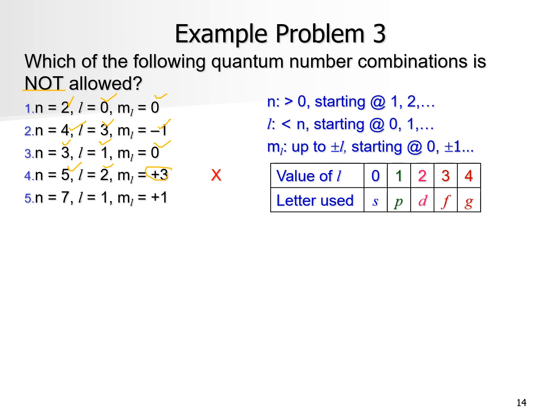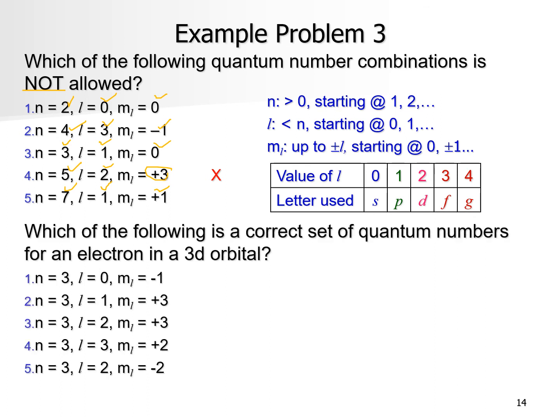And also, just for the sake of more practice, we can look at choice 5 to see whether that is correct. N is 7, good. 1 for L, less than 7, that's good. Plus 1, that is also good, because plus 1 is allowed for M sub L if L equals 1.